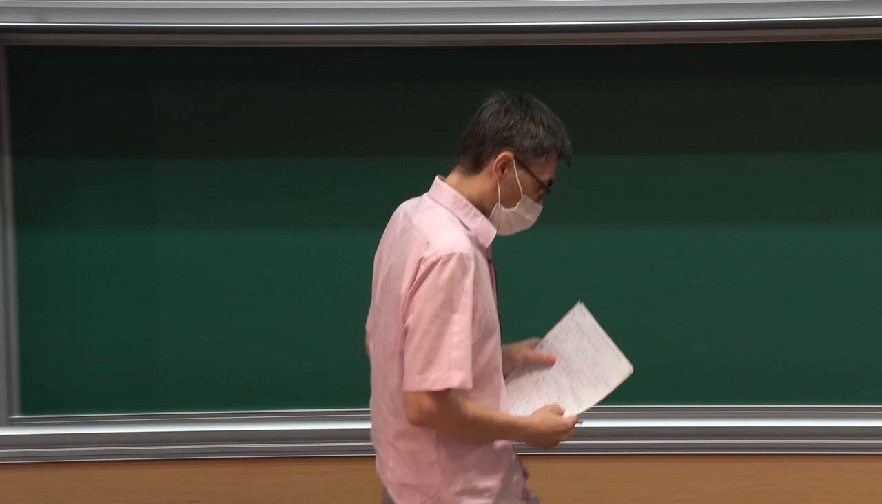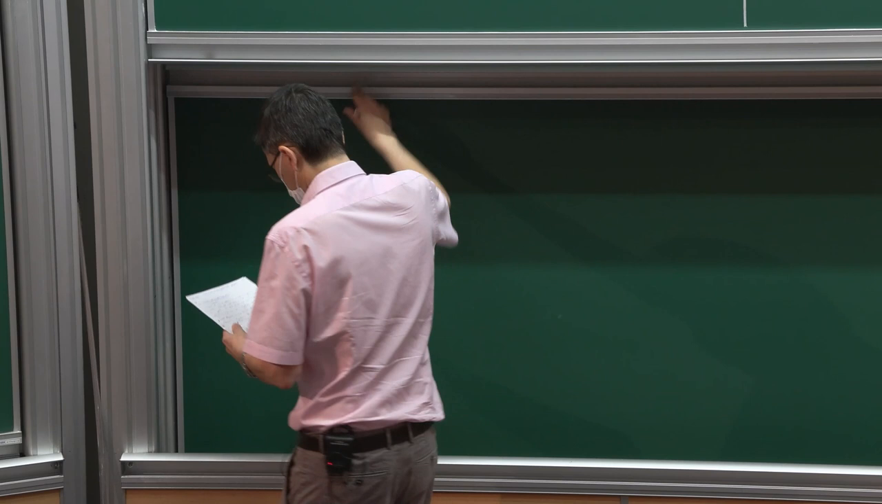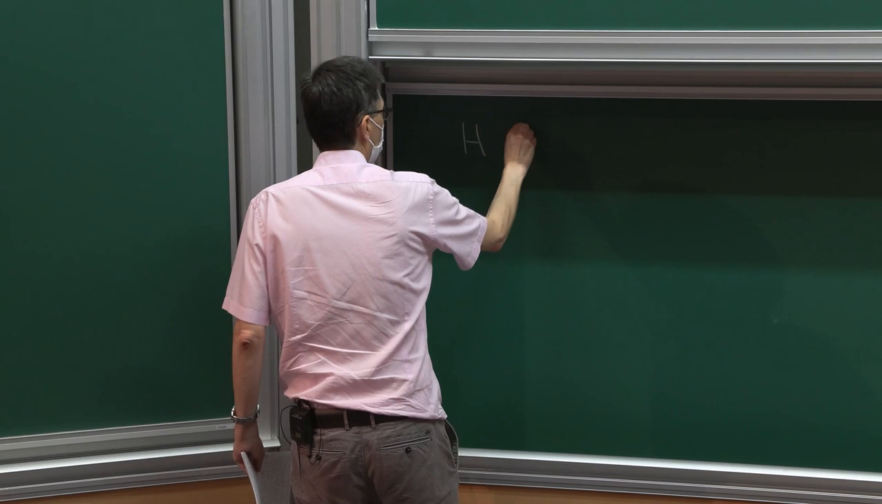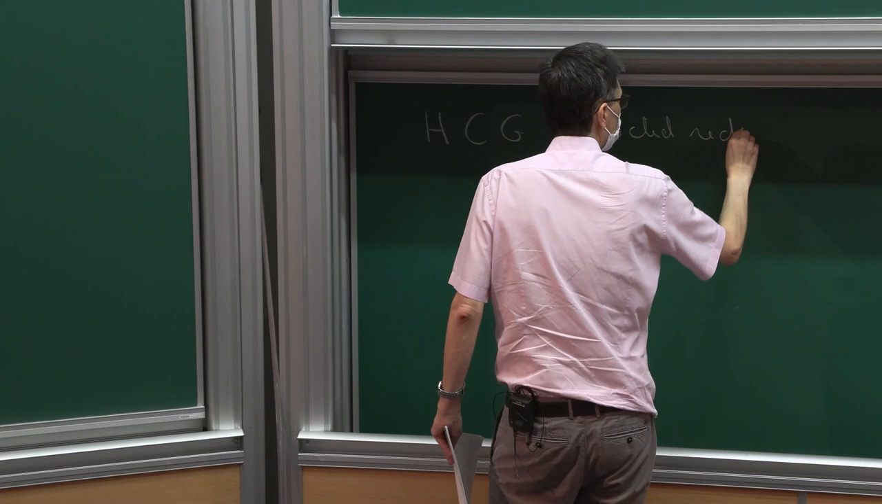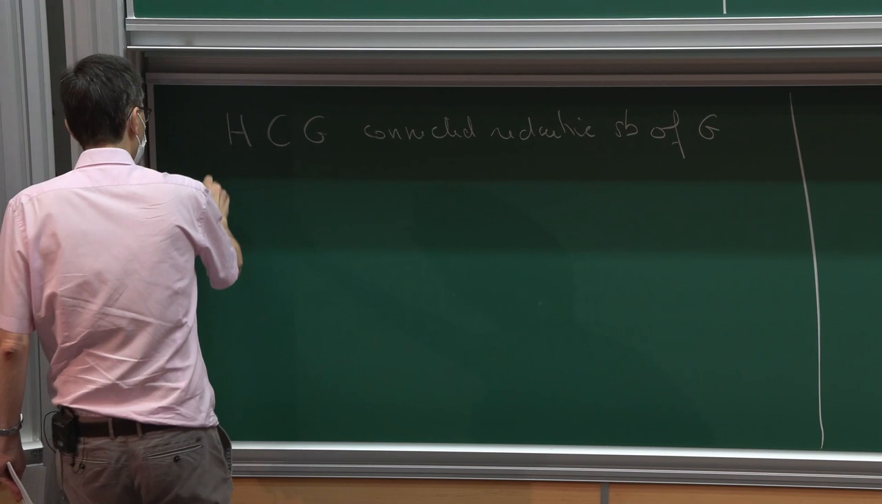So we are in fact interested in the relative Langlands program, by cuspidal representations which satisfy another condition, and this condition can be stated as follows. So we fix H a connected reductive subgroup of G. We will consider pi a cuspidal automorphic representation.